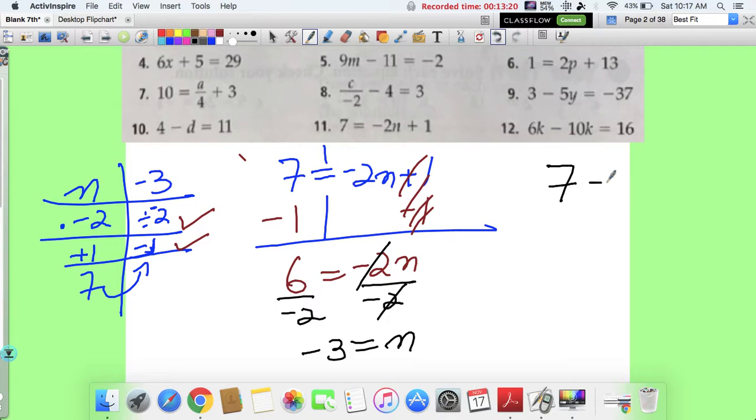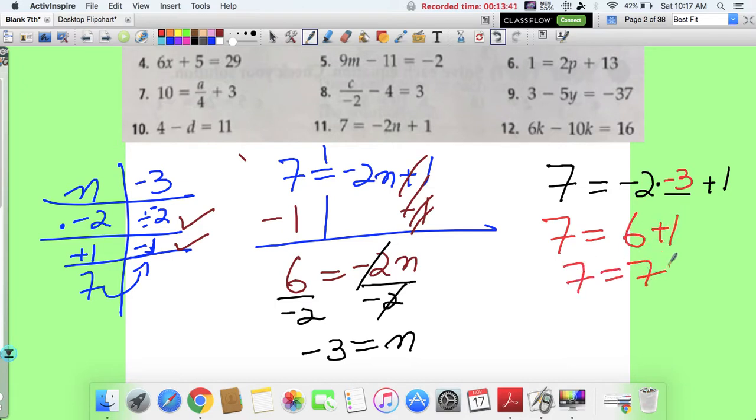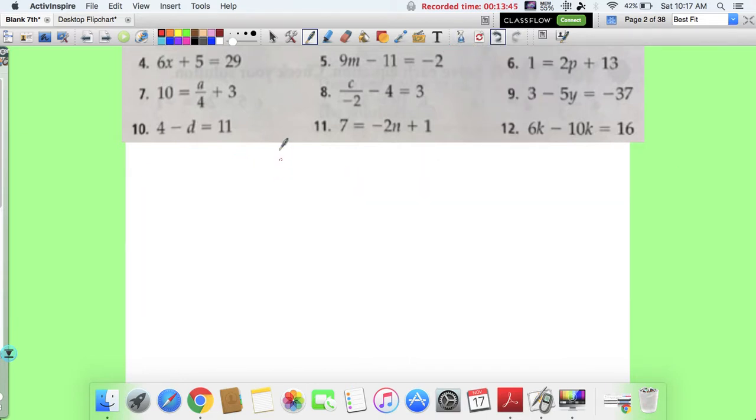Check. 7 equals -2 times blank plus 1. And then instead of that blank, for the variable, I'm going to put my value, which we just found, which is -3. 7 equals -2 times -3 is +6, plus 1. 7 equals 6 plus 1, which is 7. Last one, yay.